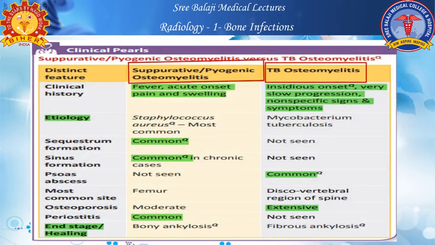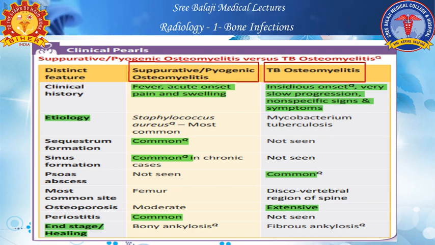Now, between pyogenic osteomyelitis and tuberculous osteomyelitis, how to differentiate? In pyogenic osteomyelitis, the onset is always acute and dramatic, whereas in tuberculous osteomyelitis, it is an insidious onset and the progression is very slow. The sequestrum formation, sinus formations, and the periosteal reactions are more common in pyogenic infections, whereas psoas abscess and osteopenia, osteoporosis are more common in tuberculous osteomyelitis.